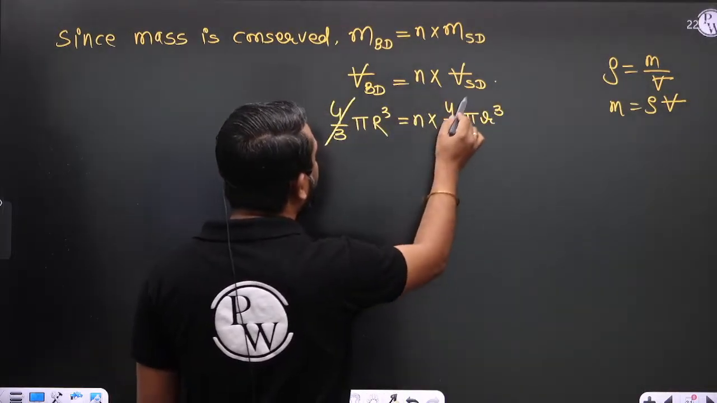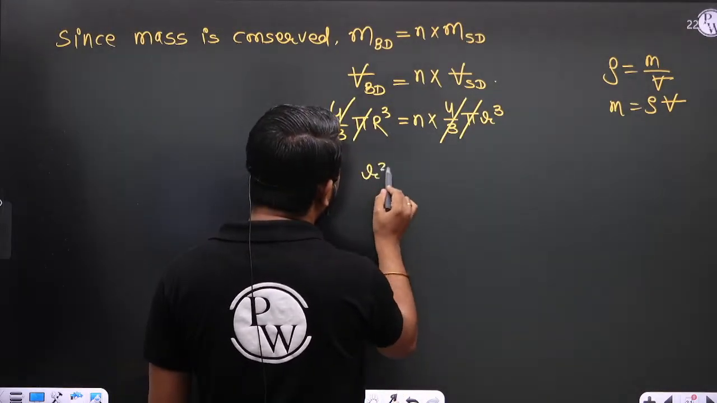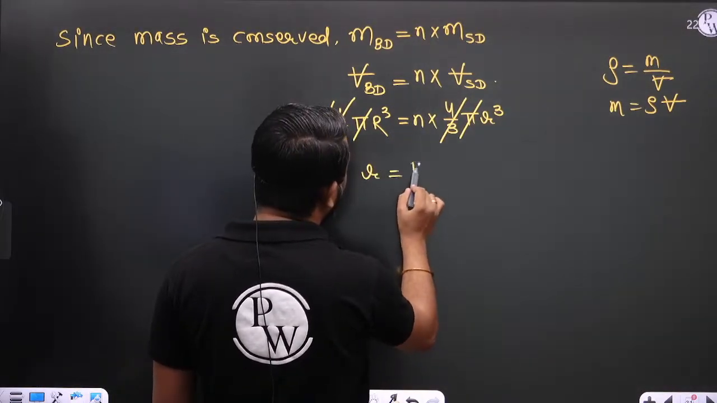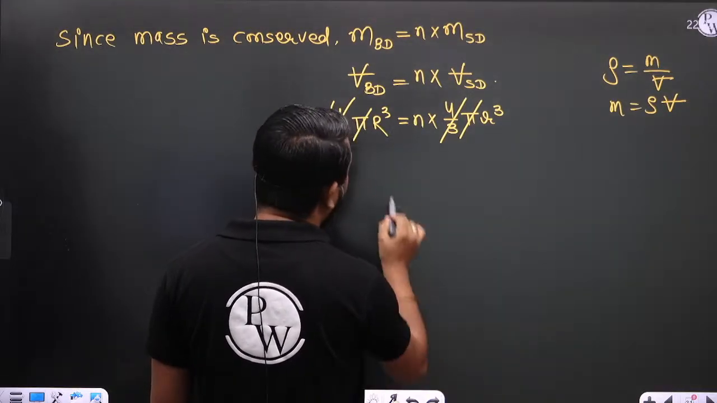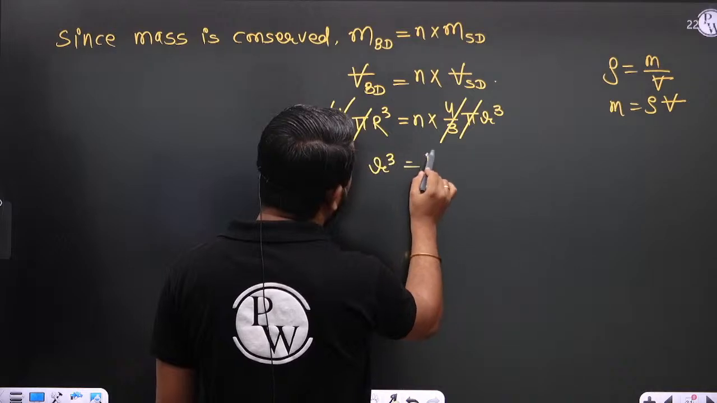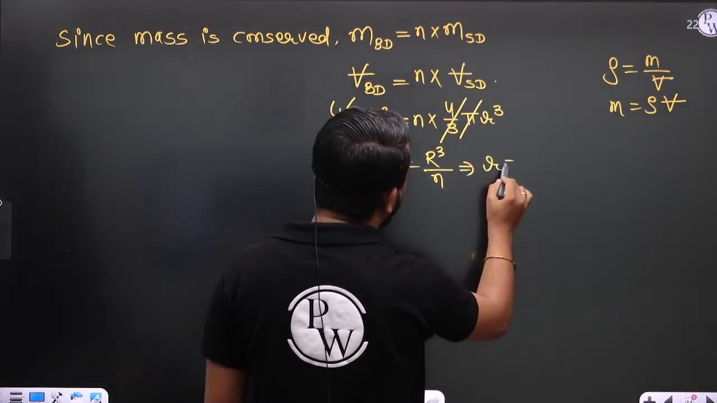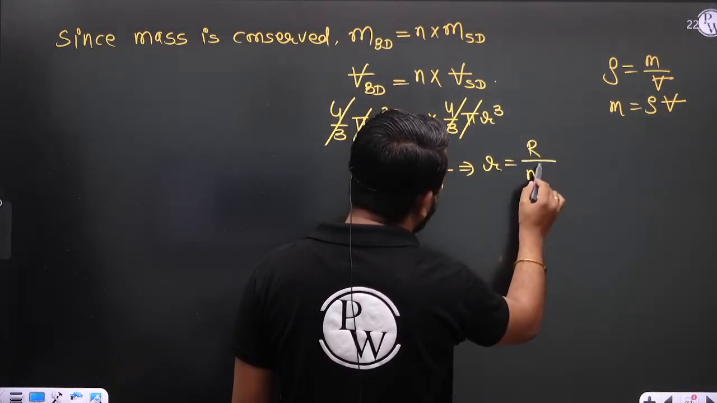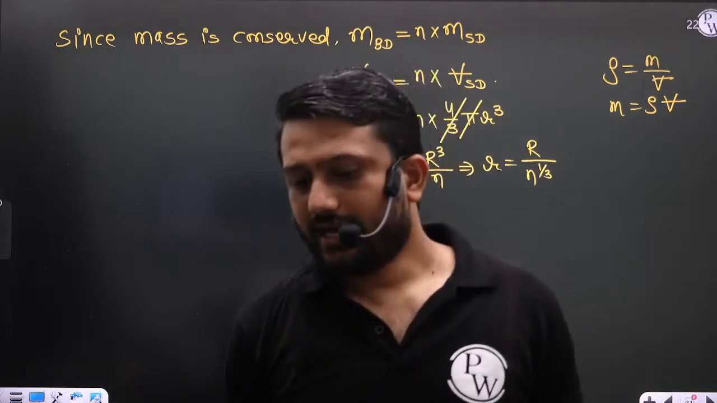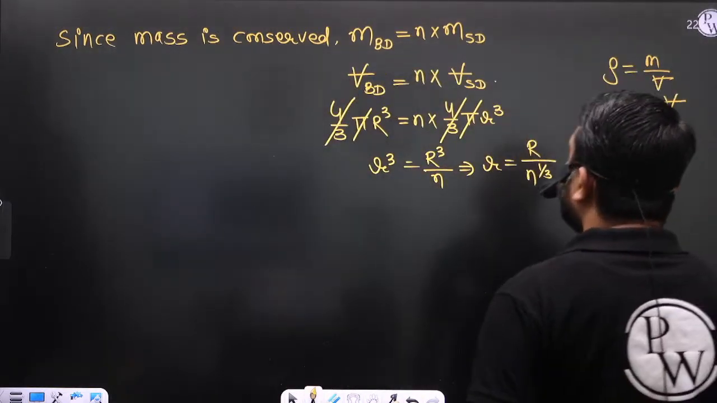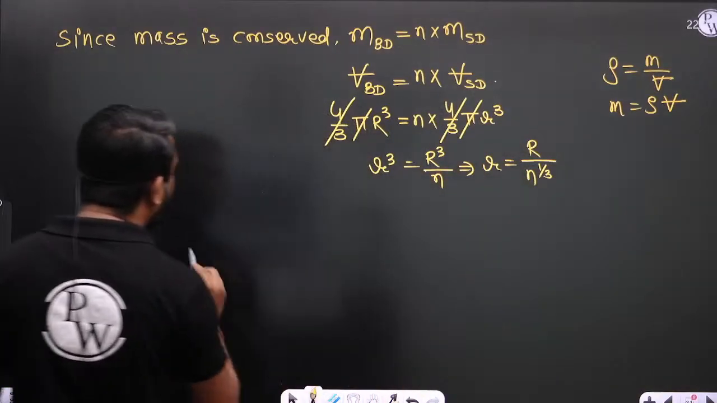So 4 by 3 cancels out, pi cancels out, right? And small r cube is equal to capital R cube divided by n. So from here, small r is equal to capital R upon n to the power 1 by 3. Now put the small r value into equation 1.